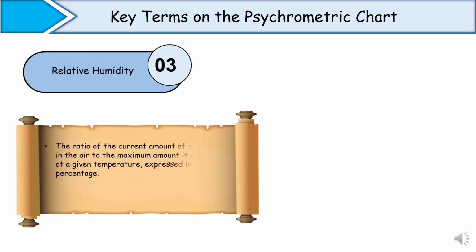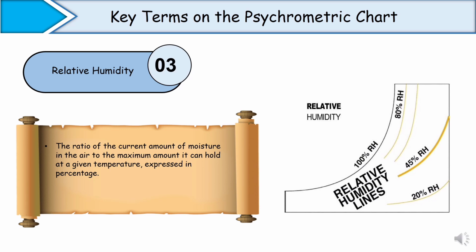Now the third is the relative humidity. What is this? The ratio of the current amount of moisture in the air to the maximum amount it can hold at a given temperature is called relative humidity, and it is expressed in percentage. Relative humidity is critical for determining comfort levels and the likelihood of condensation. Air with high relative humidity feels more humid and has less capacity to absorb moisture, while low relative humidity indicates drier air.